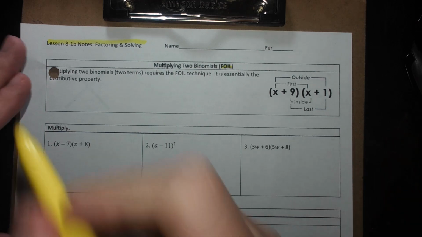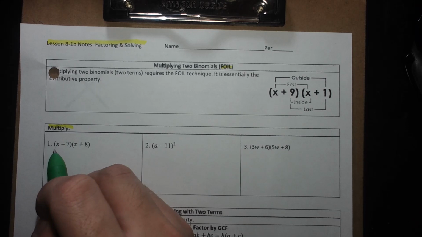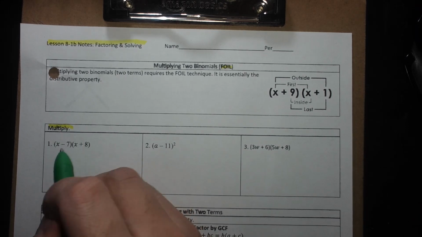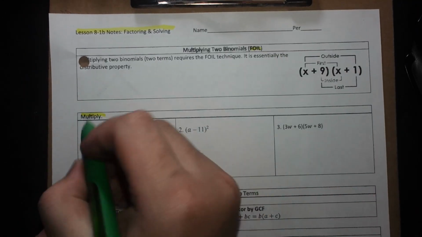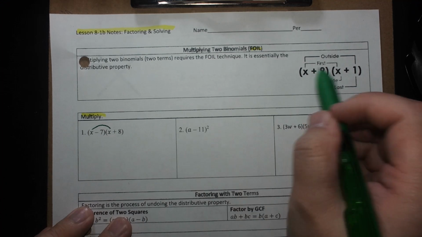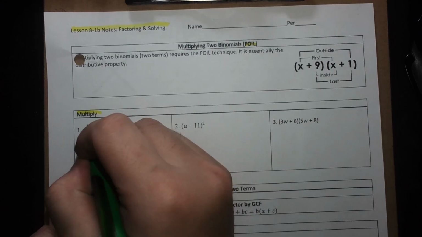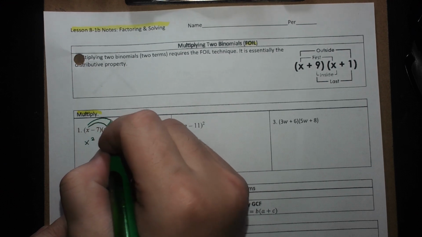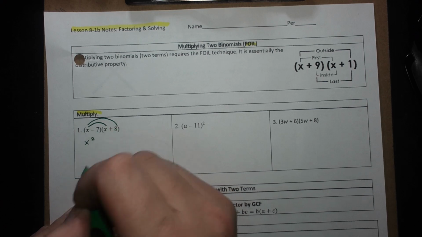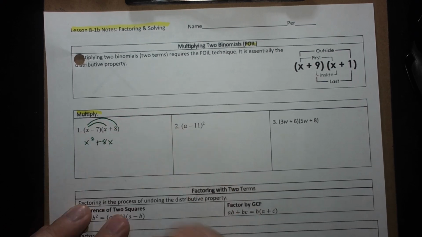All right? So let's go ahead and multiply. Our first example here deals with x minus 7 times x plus 8. So we have two binomials. We're going to go ahead and multiply the x and the x. That's our first. So first, x times x, that's x squared. And then we're going to multiply the x and the positive 8. That's our outer or outside. So x times positive 8, that's positive 8x, or plus 8x.